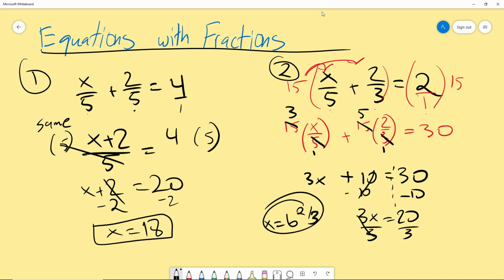Okay, so those are the two first levels of fraction equation videos. I'm going to make a second video with levels 3 and 4.